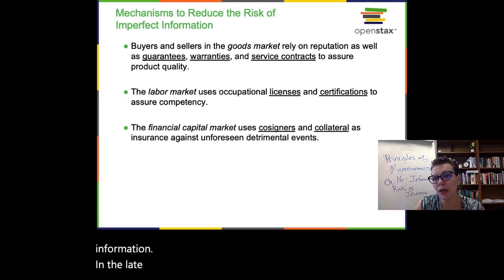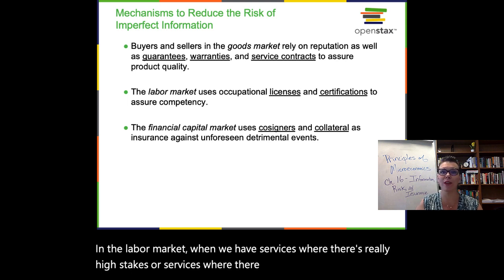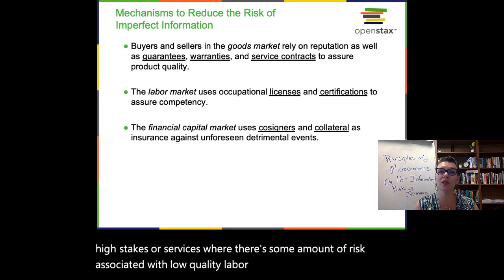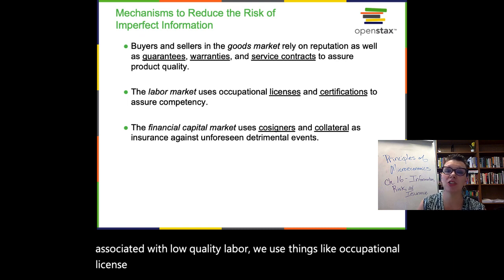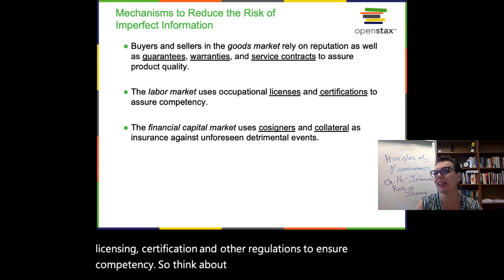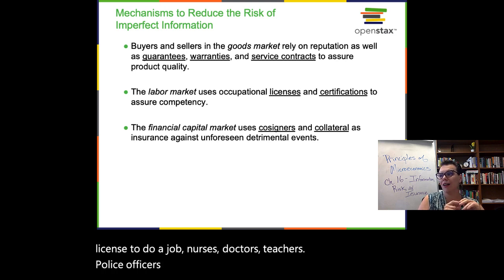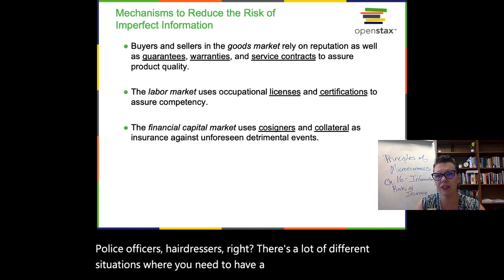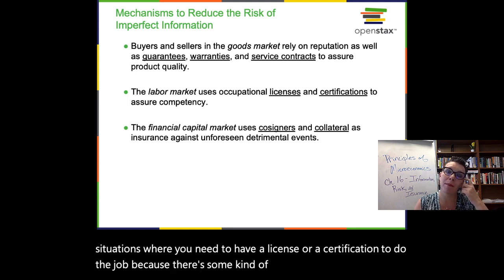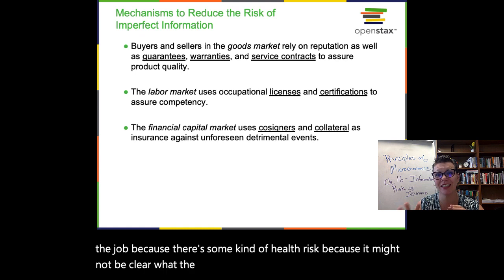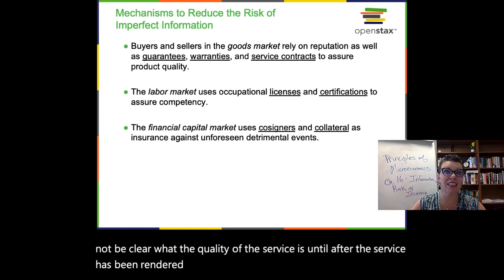In the labor market, when we have services where there's really high stakes or services where there's some amount of risk associated with low quality labor, we use things like occupational licensing, certification, and other regulations to ensure competency. So think about situations where you have to have a license to do a job. Nurses, doctors, teachers, police officers, hairdressers, right? There's a lot of different situations where you need to have a license or a certification to do the job because there's some kind of health risk, because it might not be clear what the quality of the service is until after the service has been rendered, maybe because the stakes are very high.